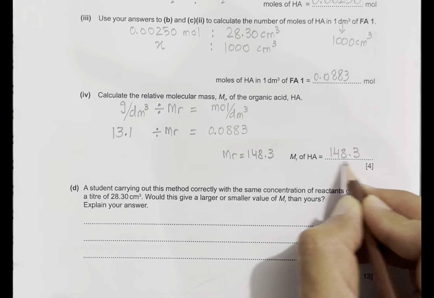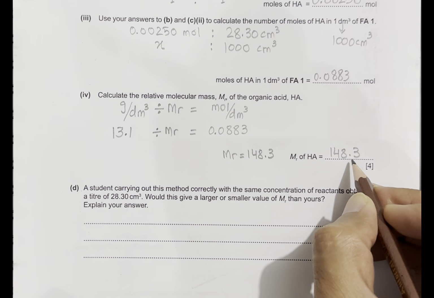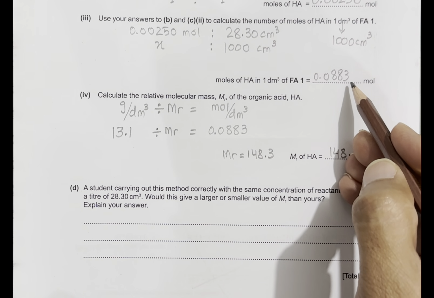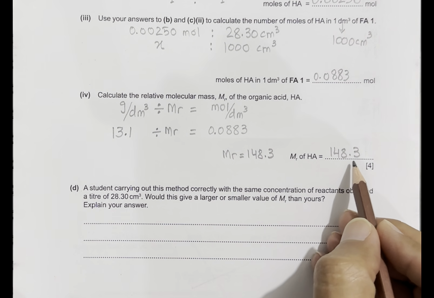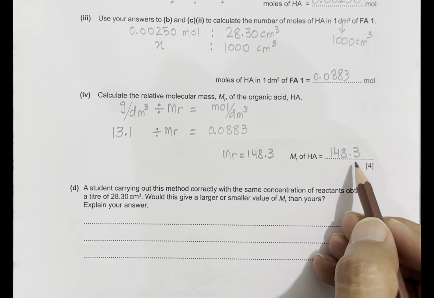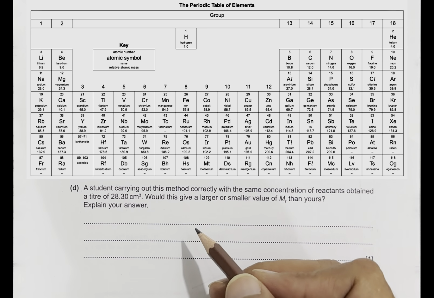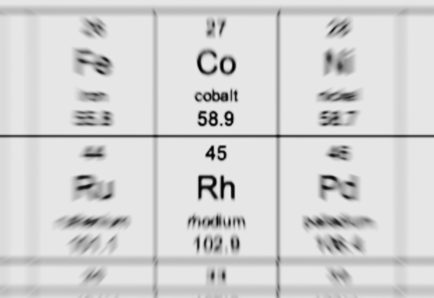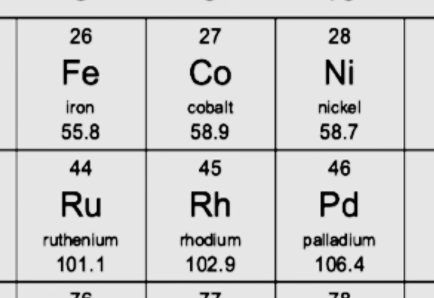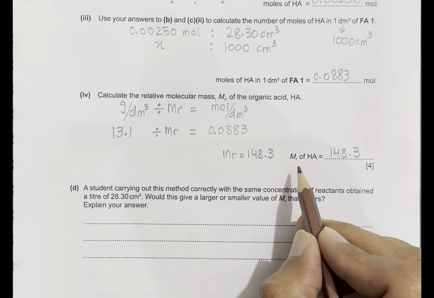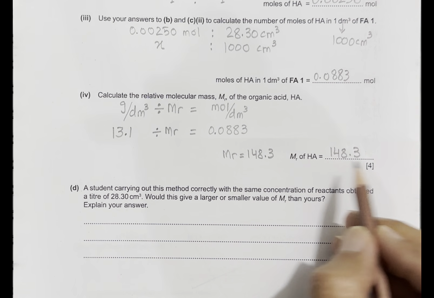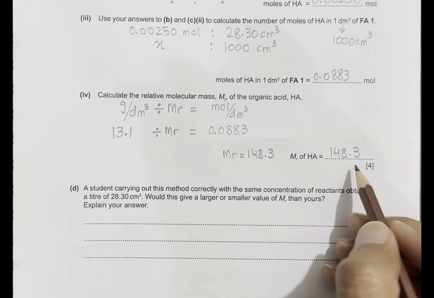Now 148.3 is up to 4 significant figures, and we were taking 3 significant figures in our previous calculations. Why have I taken 4 significant figures? Because if we look at the periodic table, the ARs are always given up to 1 decimal place. Therefore, we write the AR and MR of our compounds up to 1 decimal place.